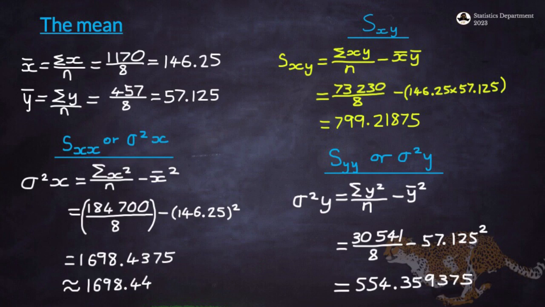Then you subtract the product of the X bar and the Y bar. Because here we're dealing with XY, so we need to say X bar multiplied by Y bar. It's not X squared or Y squared like we were doing. So we do that and then substitute the values, and then we get our answer, 799.21875. So that's how we work out these things.